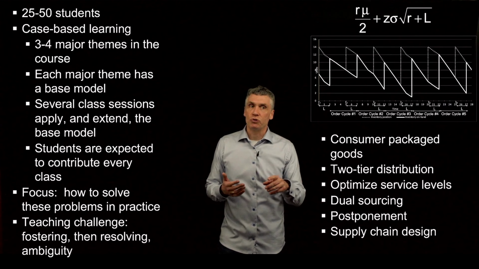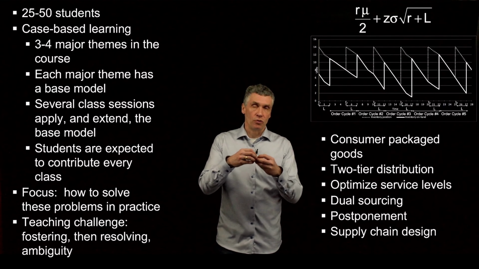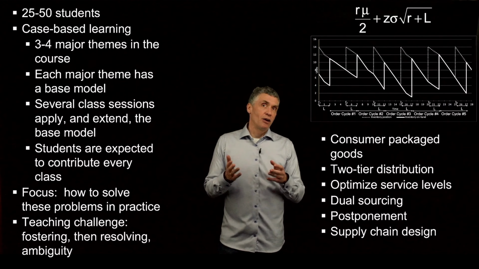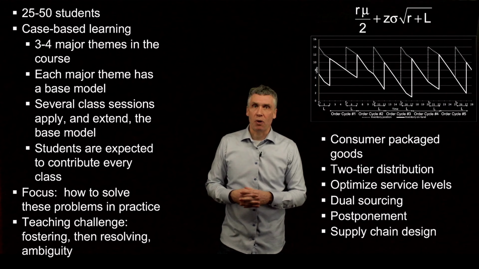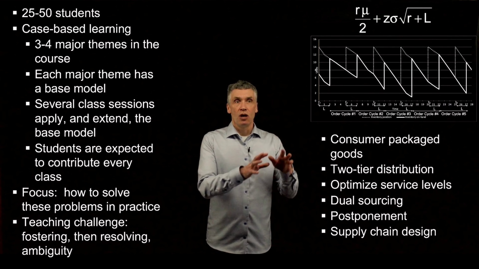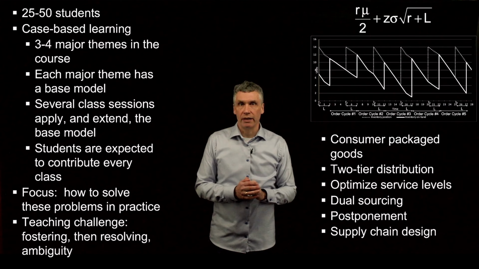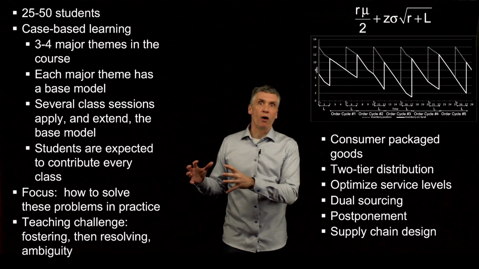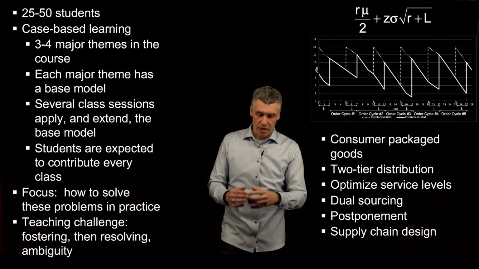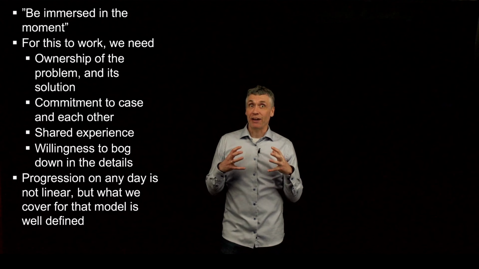We'd show how you can use it to optimize service levels, how you can extend that model to look at multiple sourcing methods, if you postpone the product's point of differentiation, and finally for supply chain design. So we take this base model and we use it several different ways, right? That's an example of what we're going to do in these kinds of courses via the case method. Now, how do we actually make it work?